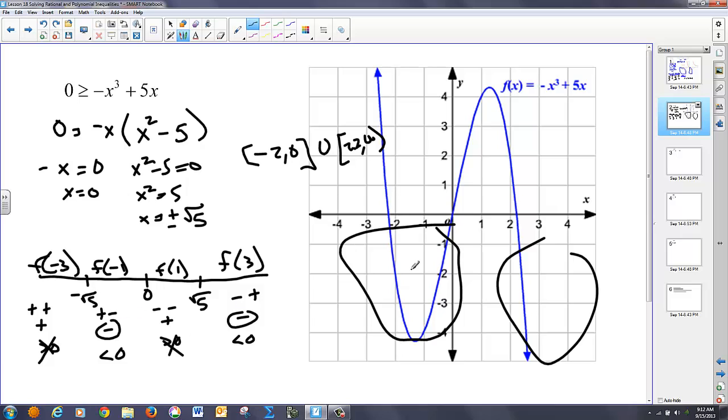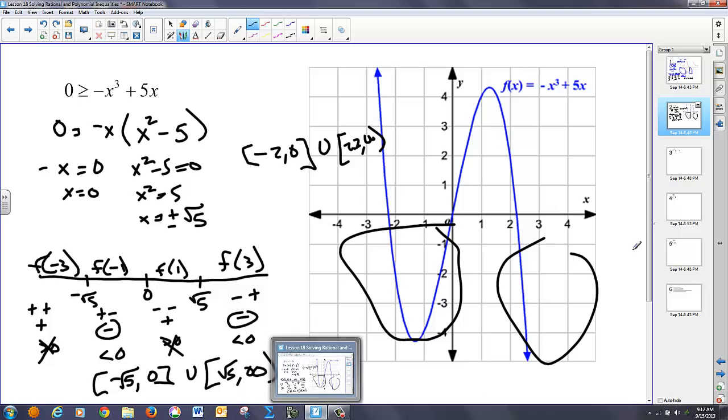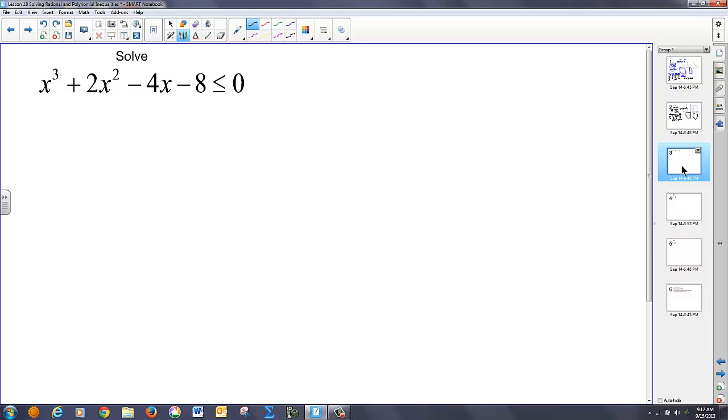So again, as we saw in our picture over on the right, I get an interval from -root 5, which is -2 point something, to 0, and I can include both of those, and that's in union with the root 5 to infinity, and infinity can't be contained, so that's parentheses. Alright, with graphs it's easy.